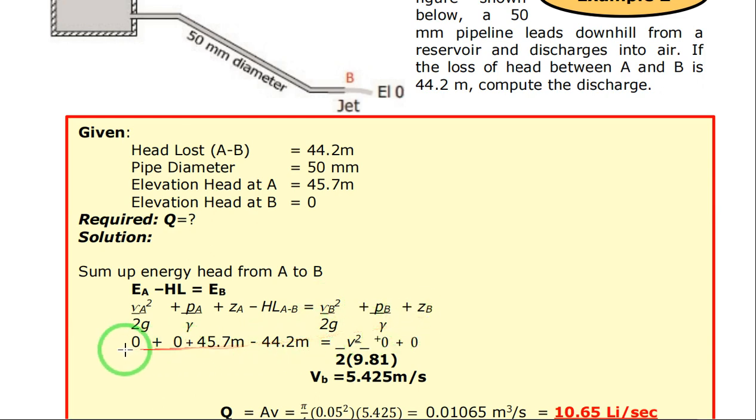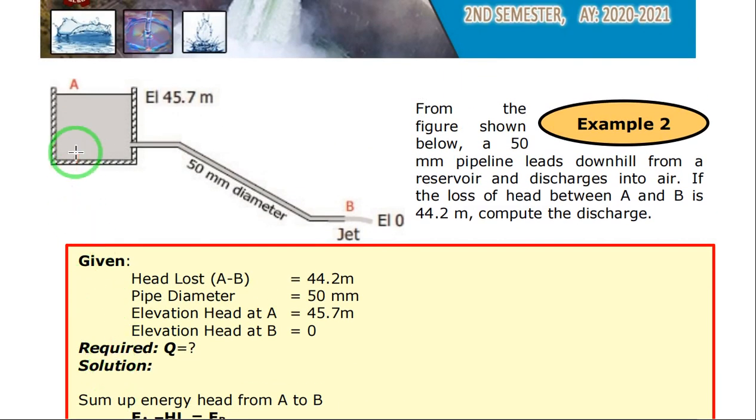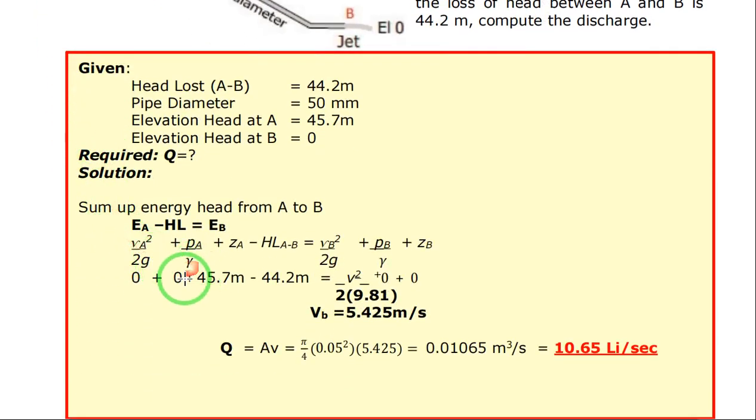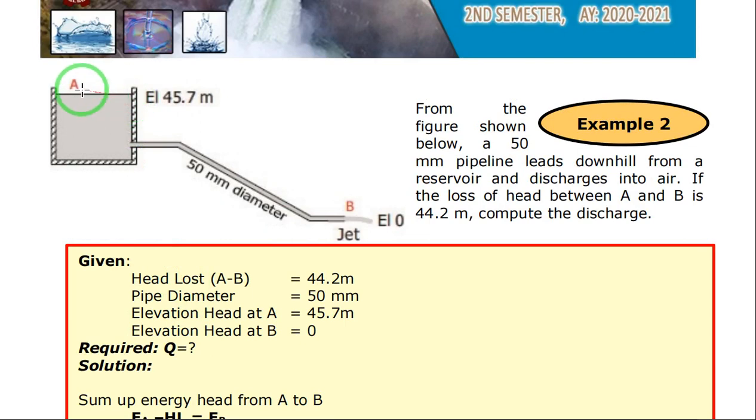Okay? Now, you may notice that the value of VA is equal to 0. Why is it 0? Since your reservoir's surface area is very large compared to the area of your pipe, meaning you can assume that the water here is not moving. Okay? So the water here is stagnant, and only the water in the pipe flows. So VA is equal to 0 and your PA is also equal to 0 since it is exposed to the atmosphere and we neglected the atmospheric pressure.